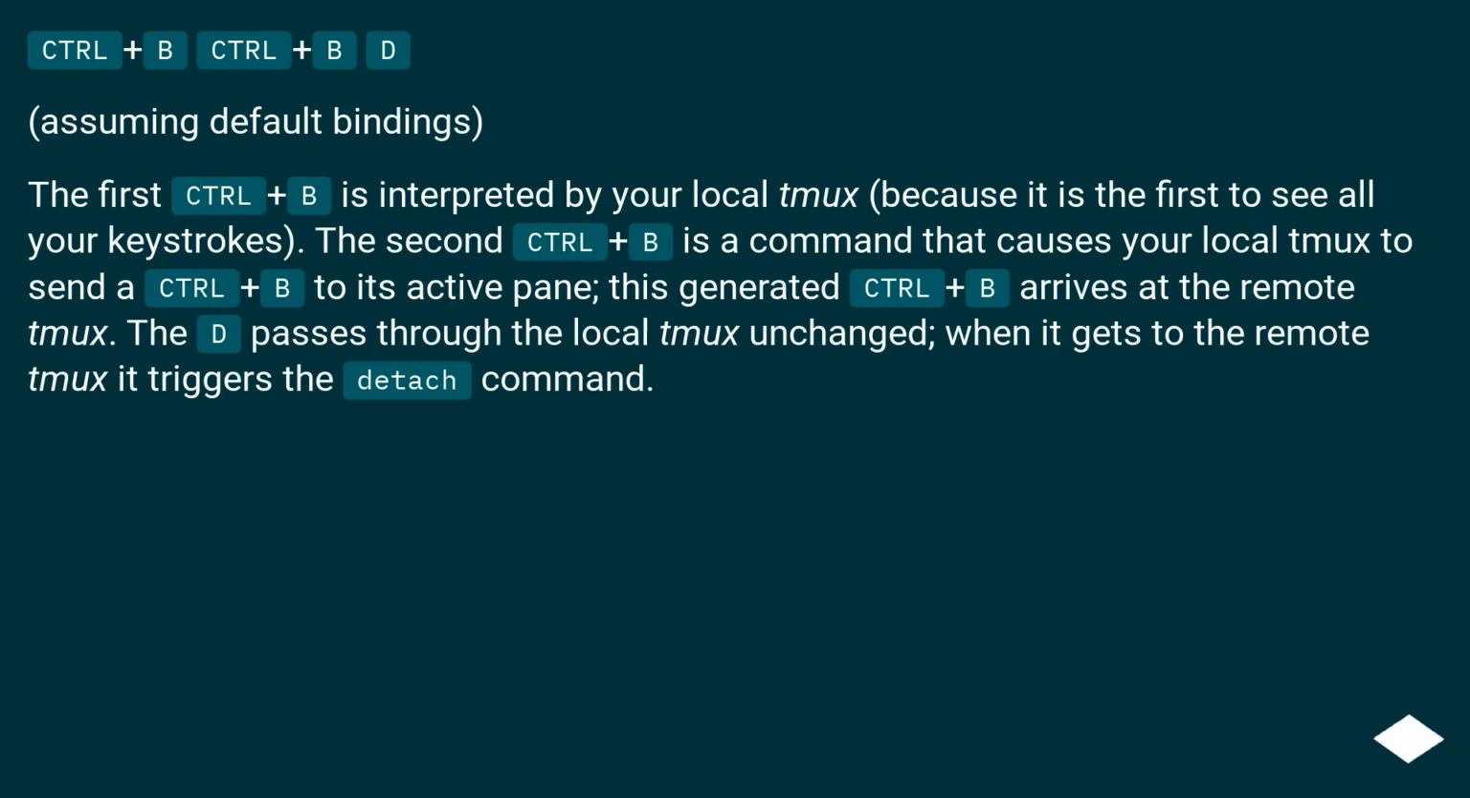Ctrl+B, Ctrl+B, D. Assuming default bindings. The first Ctrl+B is interpreted by your local tmux because it is the first to see all your keystrokes. The second Ctrl+B is a command that causes your local tmux to send a Ctrl+B to its active pane. This generated Ctrl+B arrives at the remote tmux. The D passes through the local tmux unchanged. When it gets to the remote tmux, it triggers the detach command.